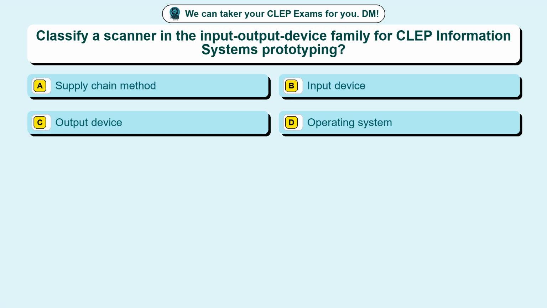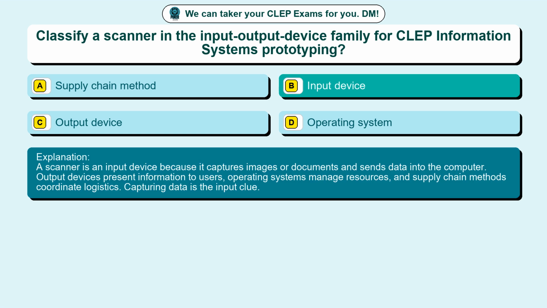Question 54. Classify a scanner in the input-output device family for CLEP Information Systems prototyping. Option A, supply chain method. Option B, input device. Option C, output device. Option D, operating system. The correct answer is option B, input device. A scanner is an input device because it captures images or documents and sends data into the computer. Output devices present information to users, operating systems manage resources, and supply chain methods coordinate logistics. Capturing data is the input clue.